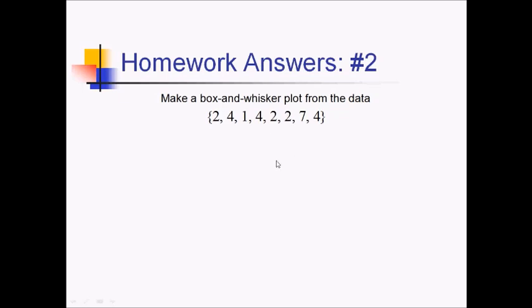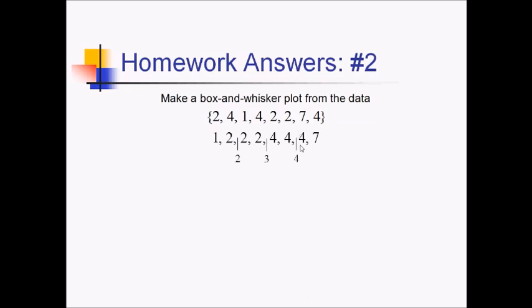For number 2, I'm making a box and whisker plot for this data. Let me put this in order. We've got a 1, 1, 2, 3 2s, then we've got 3 4s and a 7. The median of all this, since I have 8 items, is halfway between items 4 and 5. So that's 3, the average of 2 and 4. And then for the lower half of the data, we've got a median of 2, halfway between 2 and 2. And over here on the other half, we've got a median of 4.